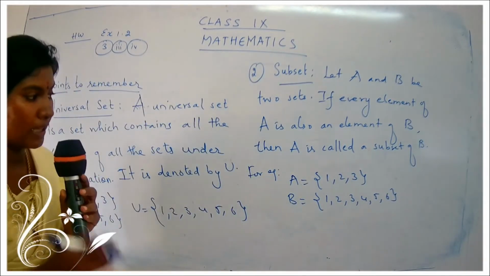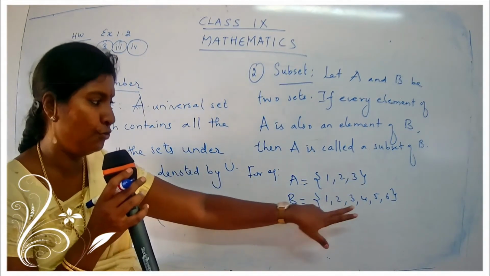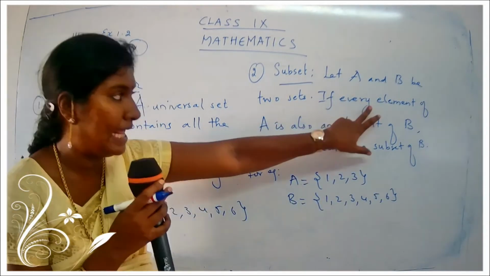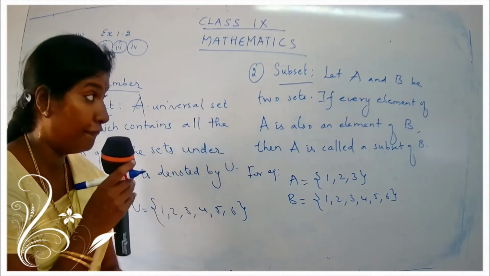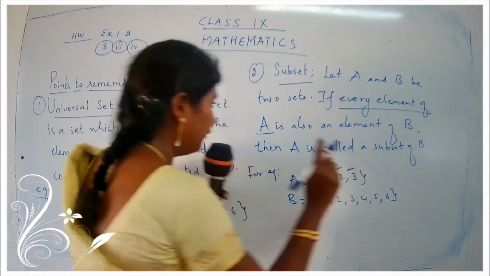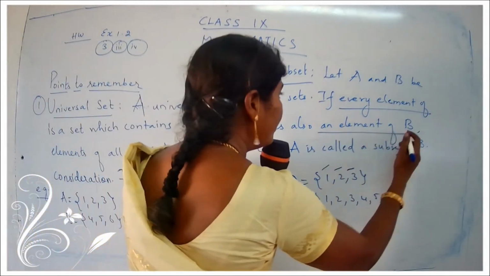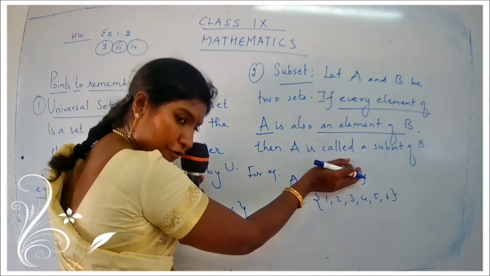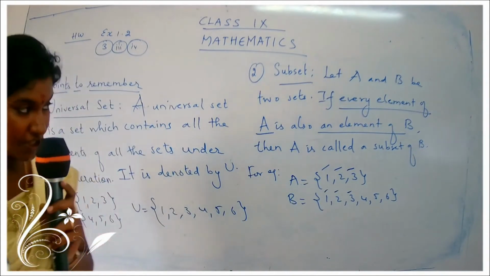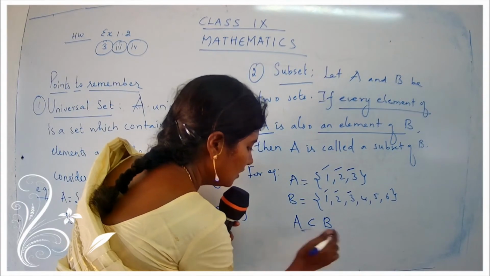Clear? What are the members of A? 1, 2, 3. What are the members of B? 1, 2, 3, 4, 5, 6. Listen here now. If every element of A, that means 1, 2, 3, is also an element of B, yes, 1, 2, 3, if you have such a condition, you have to say that A is a subset of B. This is the symbol. A is a subset of B.